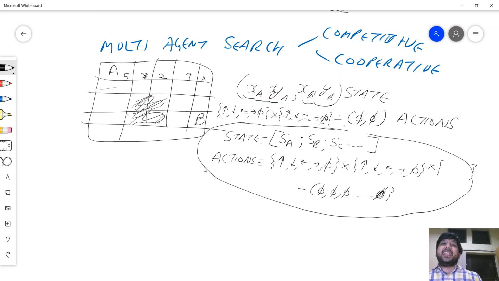The feasible actions are when both the actions are feasible. A's action applied to XA, YA is also feasible, and B's action applied to XB, YB is also feasible. For the 8 puzzle, of course, the one that I gave previously, there are two hands, and you can simultaneously move two pieces.